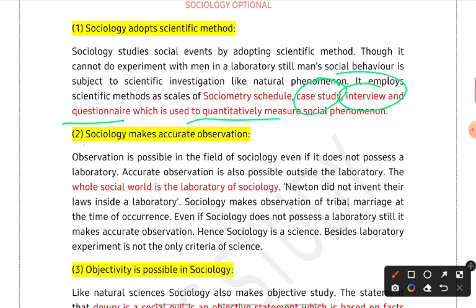Then the second point is that sociology makes accurate observations. Accurate observation in the sense that whenever you are trying to study any social institution, you are trying to say, okay, what is family? Family is basically an institution where a father, mother, and children live. So you are making an accurate observation because you see that every now and then in a society. So you are making an observation based on the facts of the institutions.